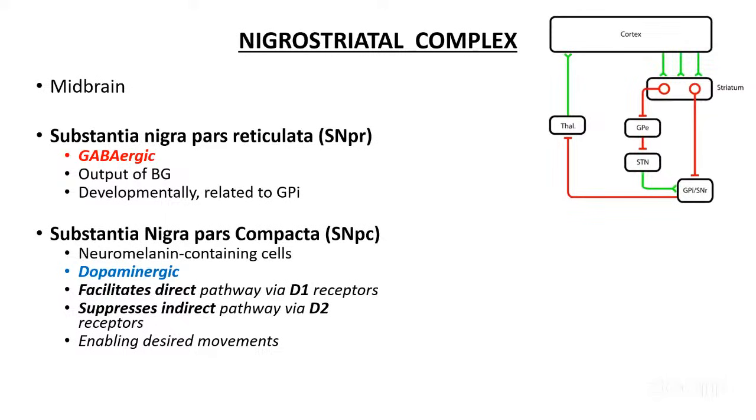The role of substantia nigra pars reticulata and pars compacta. So substantia nigra pars reticulata has GABAergic neurons, which are part of the output of the basal ganglia along with globus pallidus interna. And substantia nigra pars compacta has neuromelanin containing cells which release dopamine, and it facilitates the direct pathway and suppresses the indirect pathway via D2 receptors. Next.